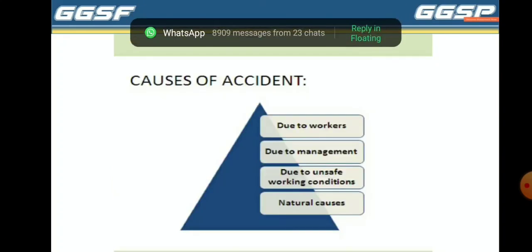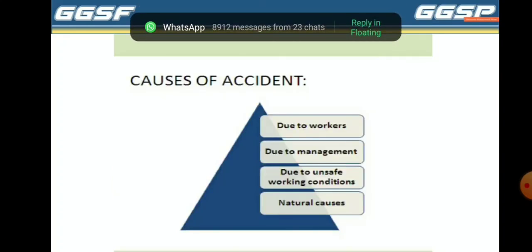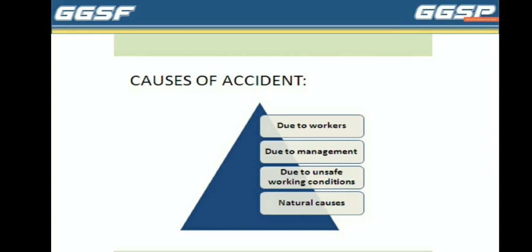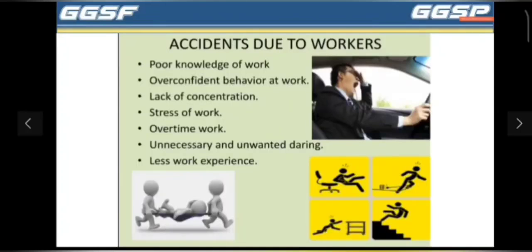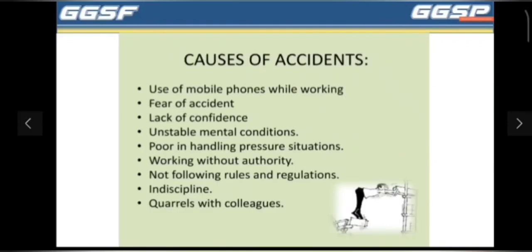What are the causes of accidents? Due to workers, due to management, due to unsafe working conditions, and natural causes. Accident due to worker: poor knowledge of worker, overconfident behavior at work, lack of concentration, stress of work, overtime work, unnecessary tiring, less work experience.